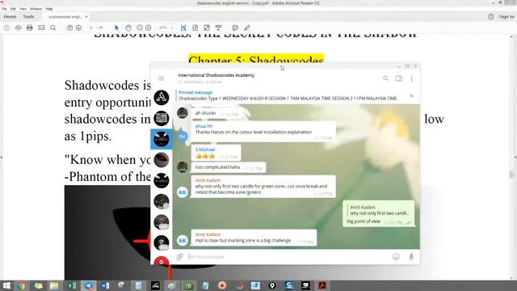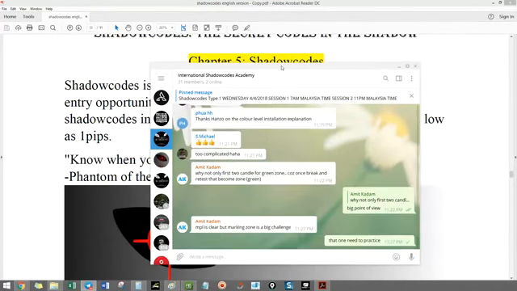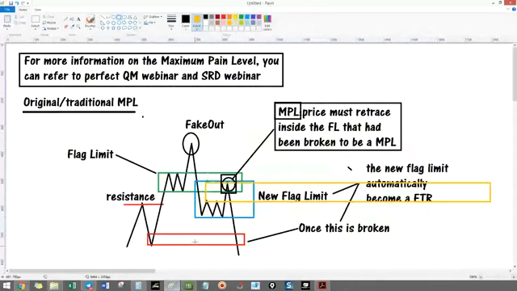MPL is clear, but marking the zone is a big challenge. That one needs practice. So the basis is actually just this one. This is the only thing.